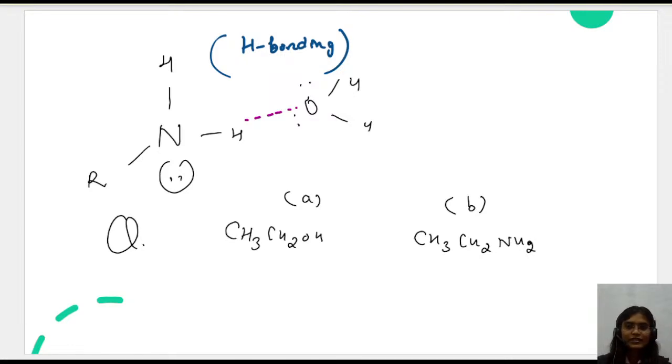No, no, no, it's the first session. Yes, please. A or B. I guess it's a very simple question. B, okay. Is alcohol more soluble or are amines more soluble in water?